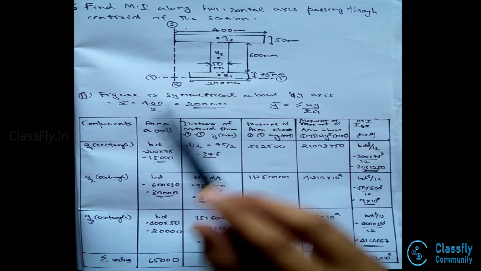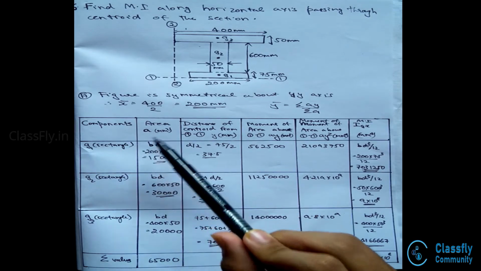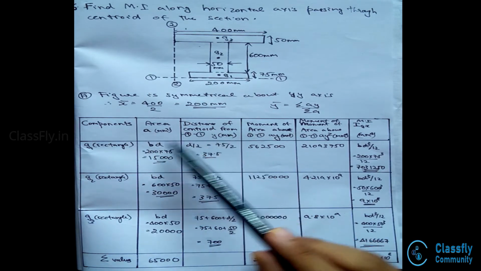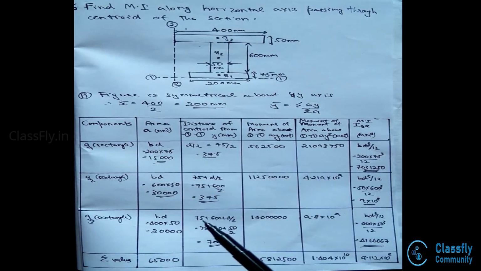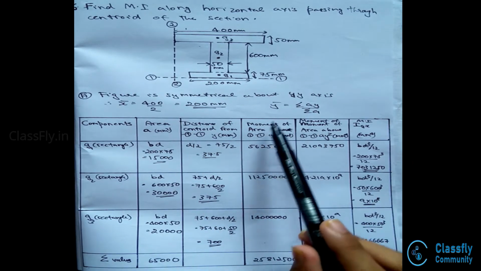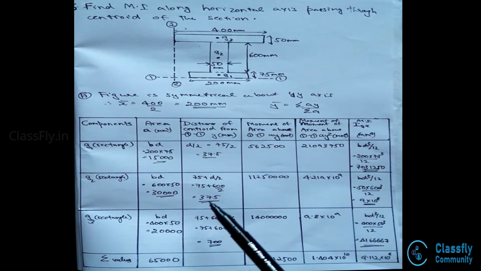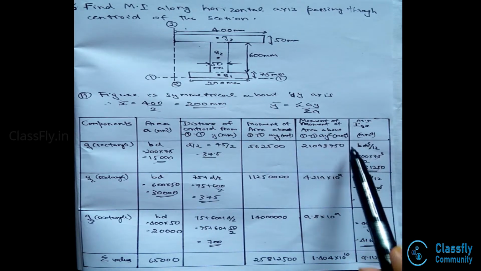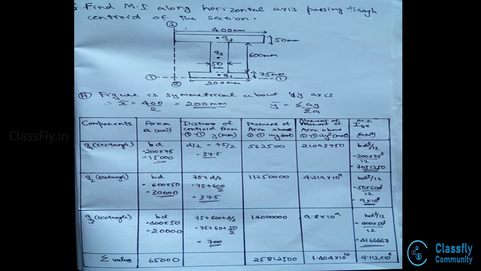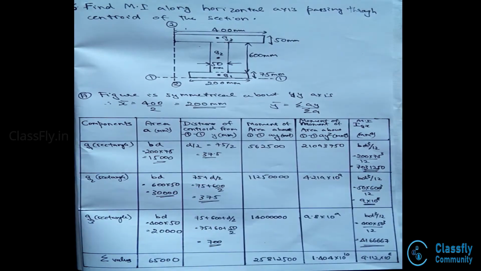Well, the table will have the columns of the components, the area of the component, the distance of the centroid of the component from the 1-1 axis, the moment of area about the 1-1 axis, the moment of this moment of area from the 1-1 axis, that is ay square, and then the moment of inertia Igx of each component. Now, coming to the first component, that is the rectangle with centroid G1.